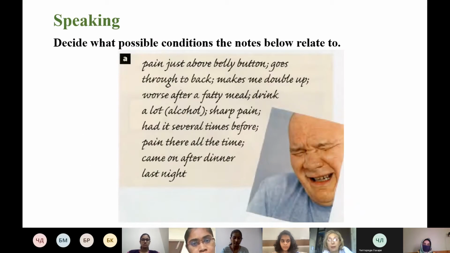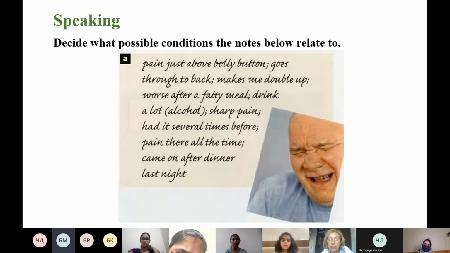Well, let us focus on this very slide. Here we can see some key phrases that describe what the patient says about his pain, and we should decide what possible conditions the notes below relate to. Let us try to read these notes because they are given like in handwriting. Maybe it's not easy to read them. Manish, will you read, please?